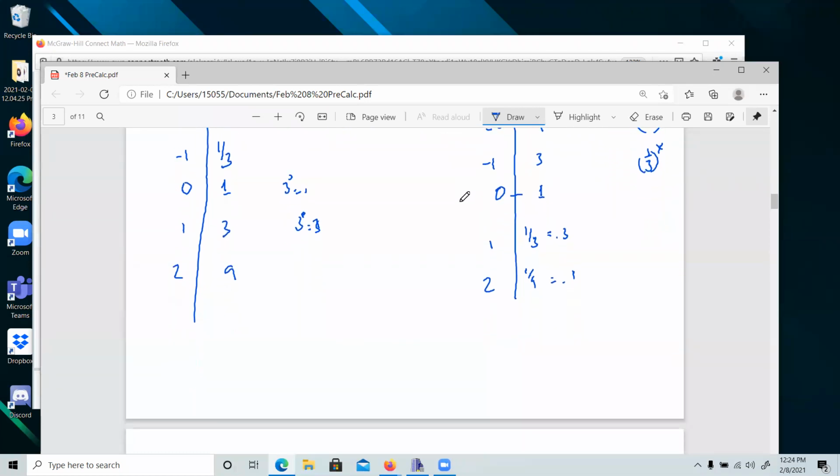Okay. So when I go to graph this thing, here's my 3 to the x. Oops, not 3x, 3 to the x, right? And here we have 3 to the -x. So you can see that they're doing what the negative sign is supposed to do. It's supposed to flip it around the y-axis. So that's what we got.